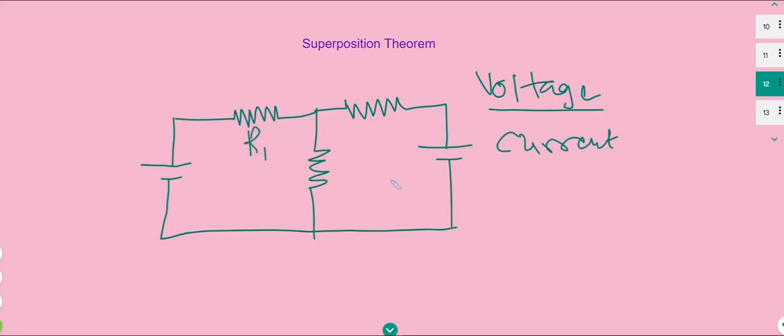Now here, this is the circuit: R1, R2 and R3. There are three resistances over here and two energy sources. You can apply superposition theorem when energy sources are more than one. Whenever you have multiple energy sources, you can apply superposition theorem.